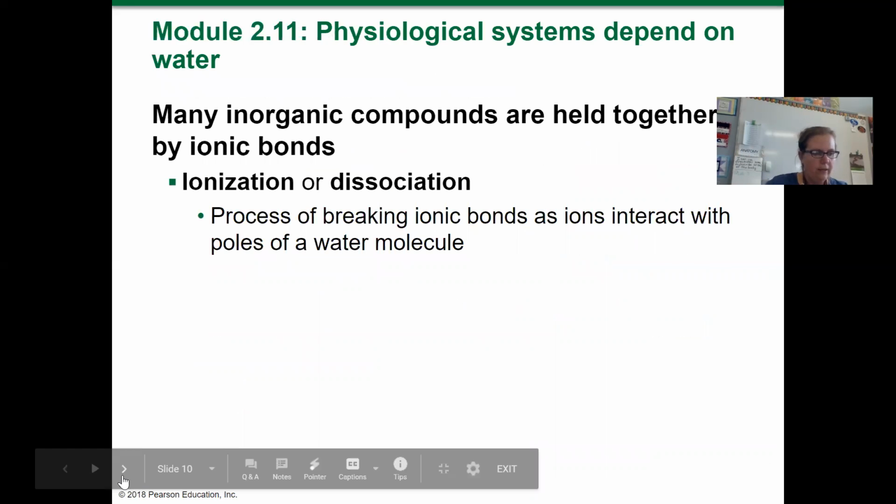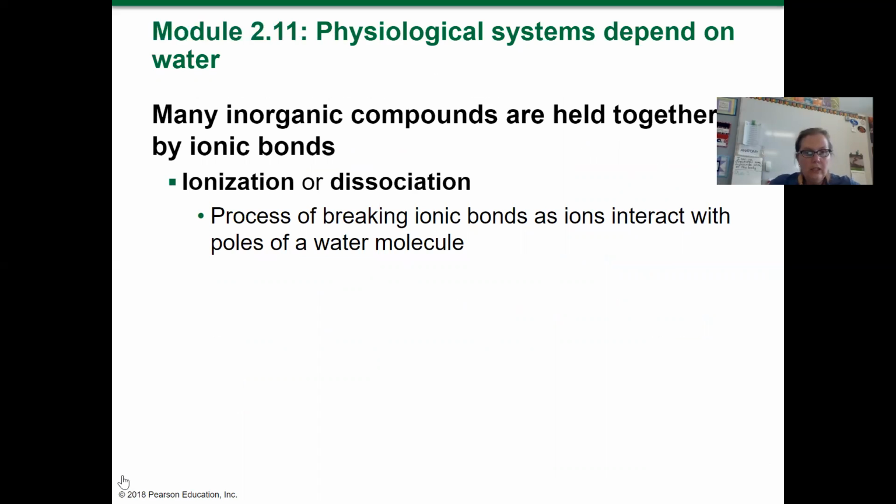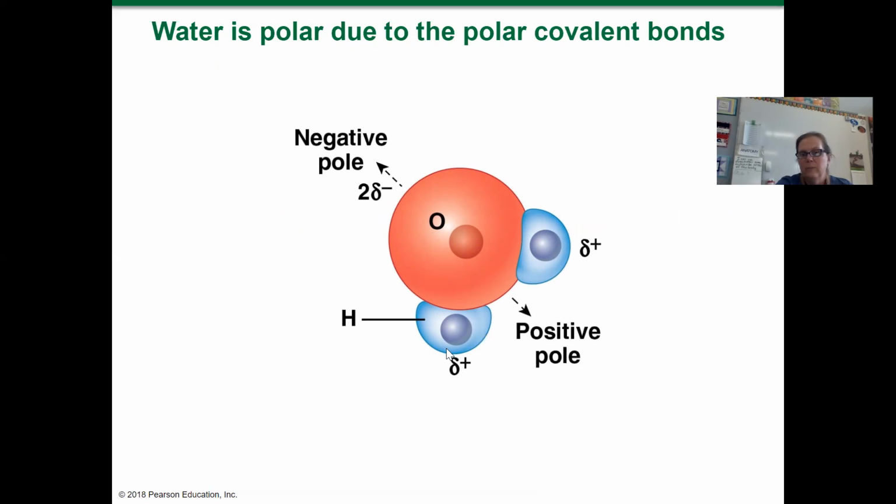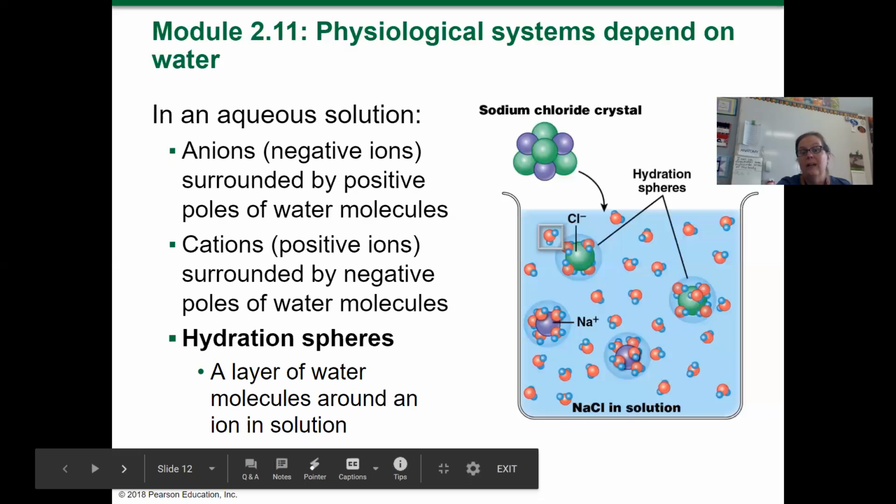Okay, sorry about that, jumping around in that section. But the next section is about physiological systems and how they depend on water. Many of these inorganic compounds are held together by ionic bonds, not covalent like water. But water is able to break the ionic bonds, and that is called ionization or dissociation. It's because of its structure, because it has a slightly positive end and a slightly negative end, that it's able to break up these inorganic ionic compounds.